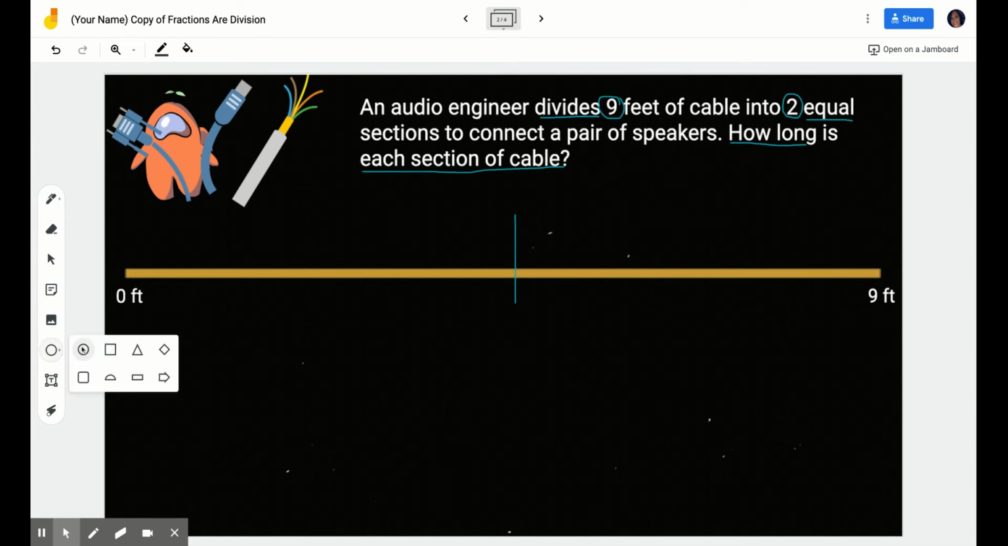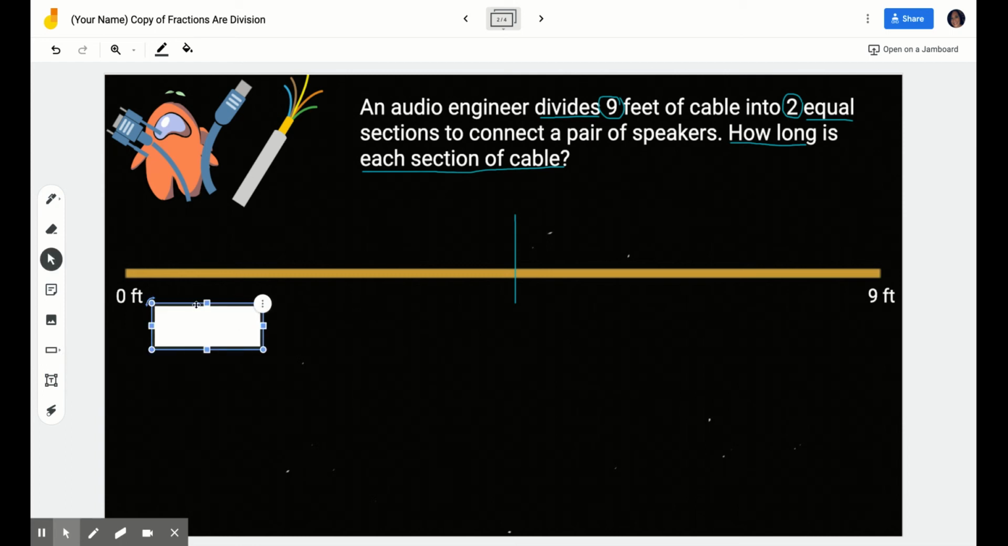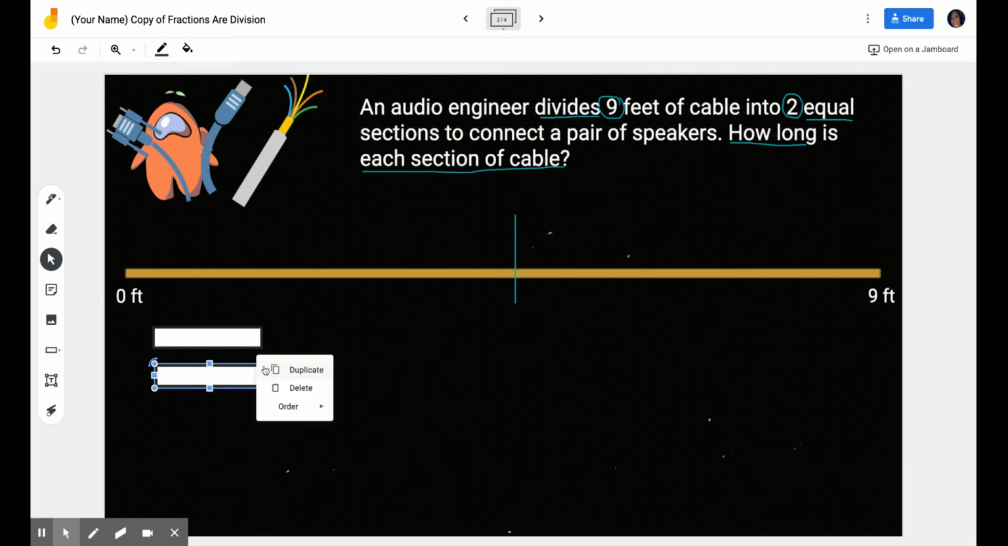Okay, so I'm going to use the tools over here on this side. I'm going to do a rectangular model again. So I'm going to make my first rectangle here. Then I'm going to use this duplicate feature to duplicate it several times. So I need one model to represent each foot of 9 feet. So the first model is 0 to 1 foot. The next one is 1 to 2 feet and, I'm sorry, 2 to 3 feet.